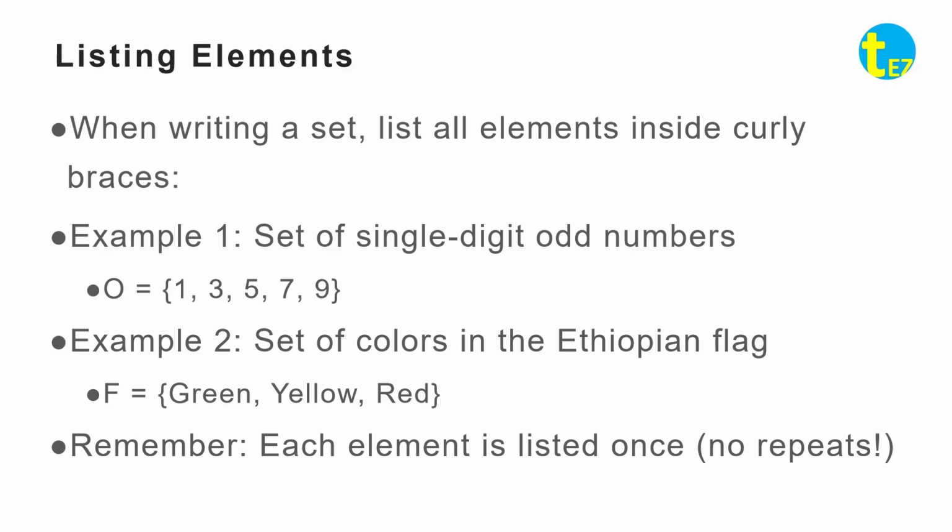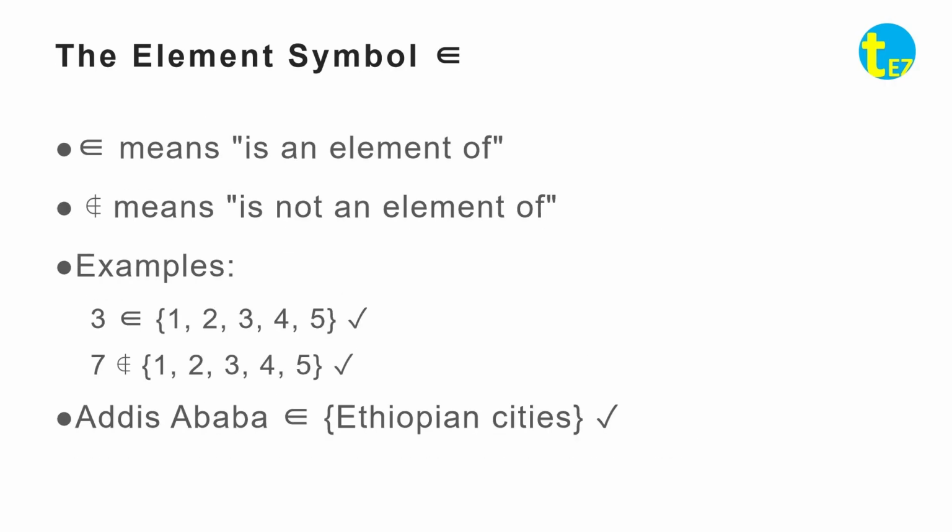So, let me introduce you to two very important symbols that mathematicians use when talking about sets. The first symbol is the element symbol, ∈. It looks like the letter E with a line through it. This symbol means "is an element of." The second symbol is this one. It's the same symbol but with a slash through it. This means "is not an element of." So let me show you how to use it.